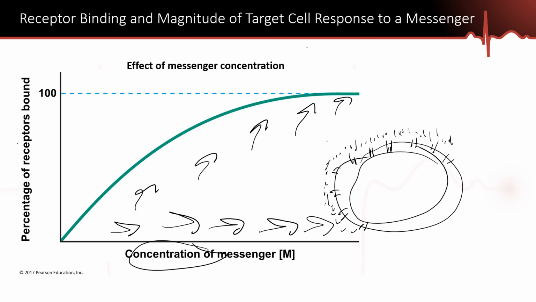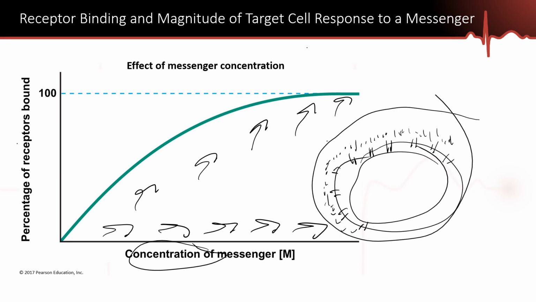This is really true across the board. The more you increase the concentration of the chemical messenger near the target cell, the more receptors that chemical messenger will be bound to on the target cell, and thus the greater effect that chemical messenger will have on the target cell.